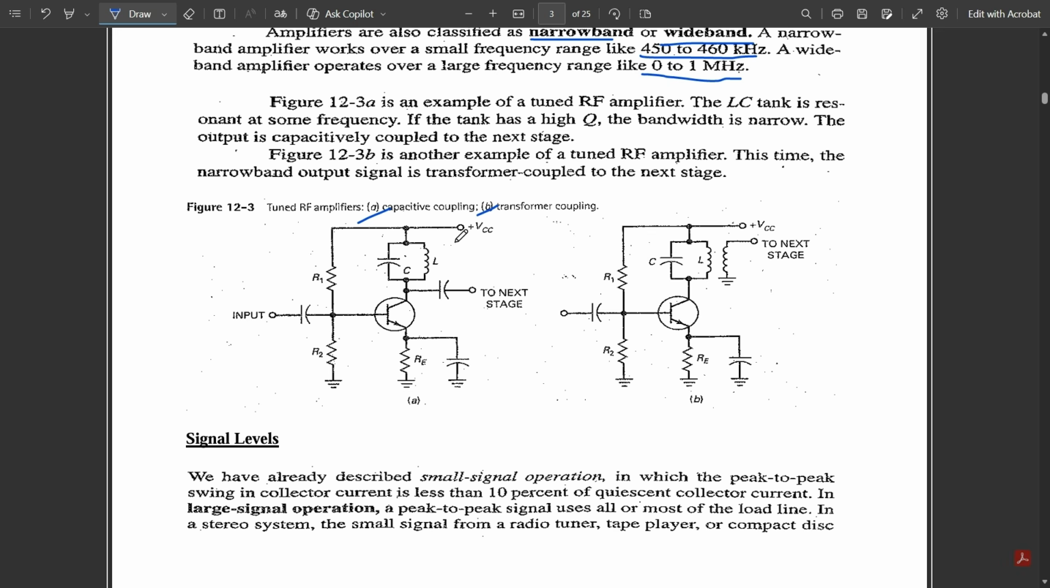Then here with respect to VCC, the two input resistors R1 and R2 are kept, and this is one more coupling capacitor for the input side. Okay, so this is the present state input and next state input. So this is the complete capacitive coupling for an RF amplifier.